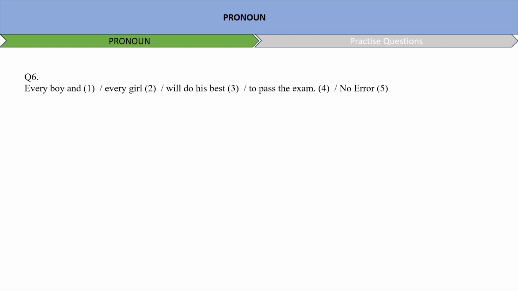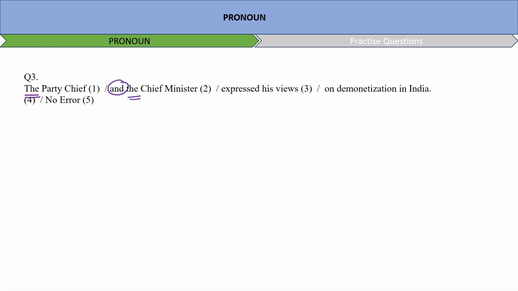So this sentence says the party chief and the chief minister expressed his views on demonetization in India. If you say that the error is in part number 1, definitely this part is correct. The sentence begins with the party chief, and then the chief minister. Here there are two articles, one with party chief and one with chief minister, which means they are two different persons, combined with the help of and.